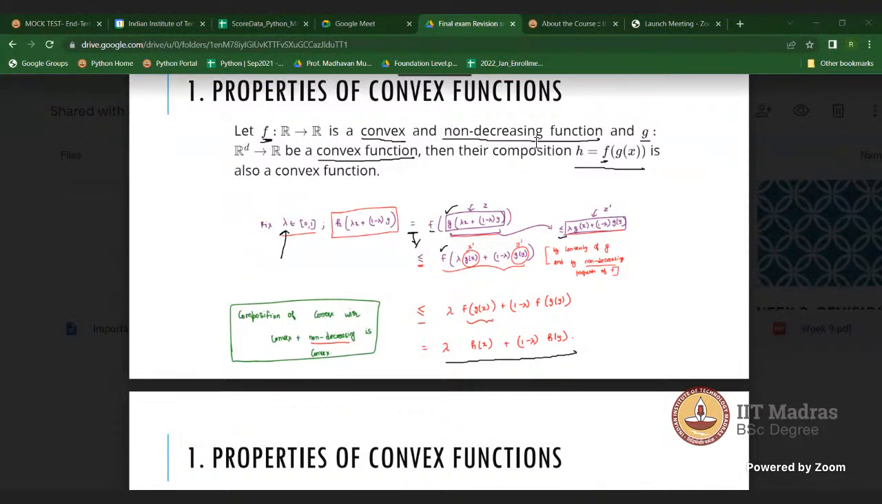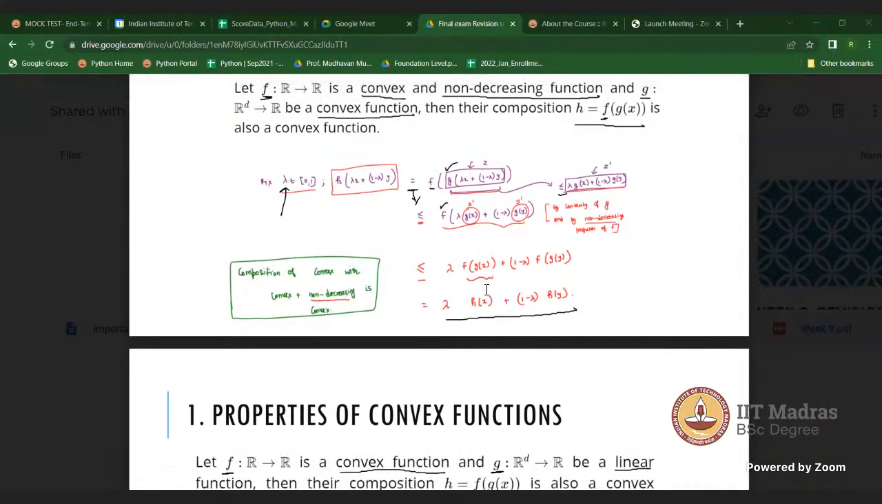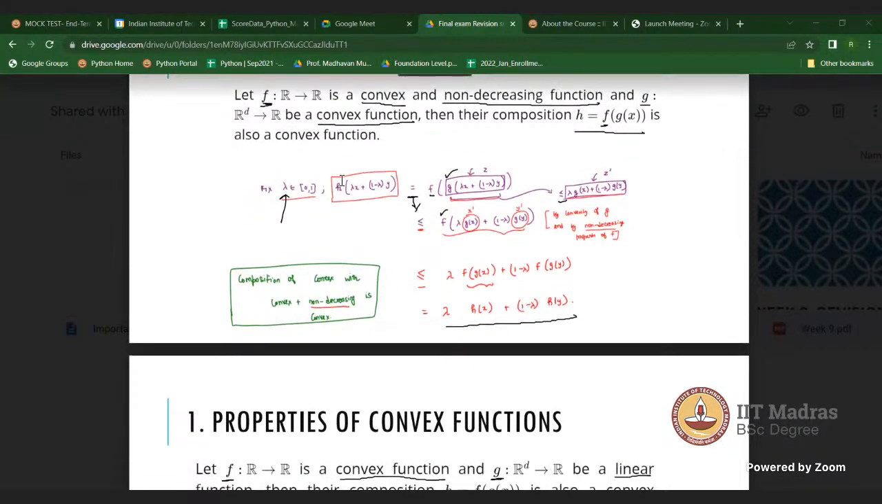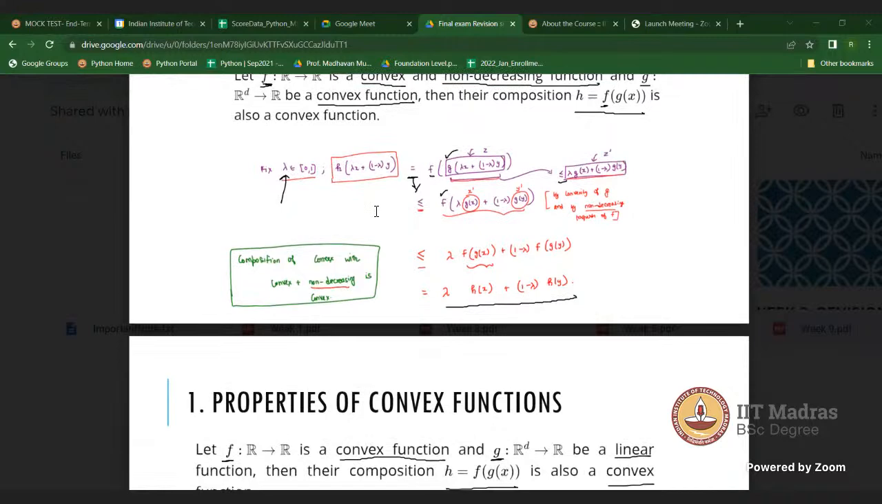Since we have used this non-decreasing point here, which basically means that this value is nothing but lambda into h of x plus 1 minus lambda into h of y. So basically h of lambda x plus 1 minus lambda y is less than or equal to lambda into h of x plus 1 minus lambda into h of y. Okay, so this is the convex criteria. This is one of the 4 definitions through which we have defined that a function can be convex. So by this we can say that f of g of x is a convex function.